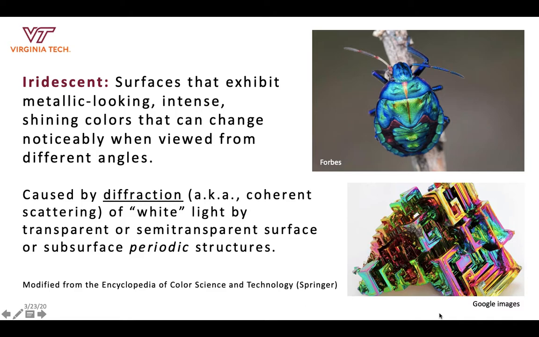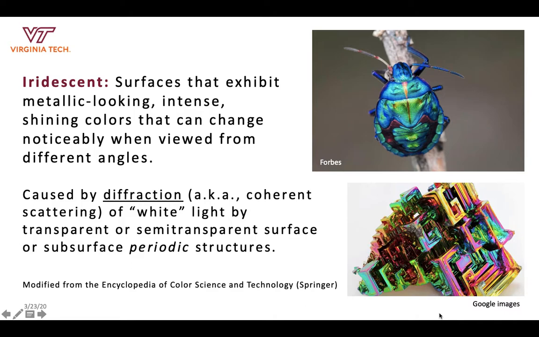So in either of these cases, the origin of the iridescence is caused by diffraction, which is sometimes referred to as coherent scattering of white light by transparent or semi-transparent surface or subsurface periodic structures. So there's a lot in that sentence. We'll show some examples of what's important in the coming slides.